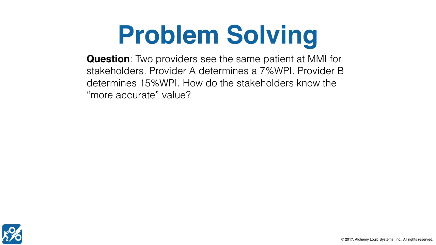Now let's do some problem solving. In this example, 2 providers have seen the same patient at MMI for the stakeholders. Provider A determines that a 7% whole person impairment value is the price of the injury. The same individual is then seen by provider B, who determines that the price is 15% of the whole person. The question, of course, is how do the stakeholders know the more accurate value?